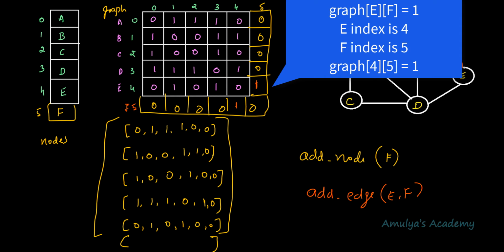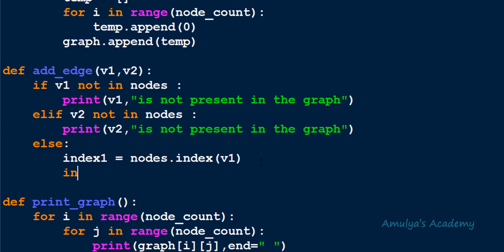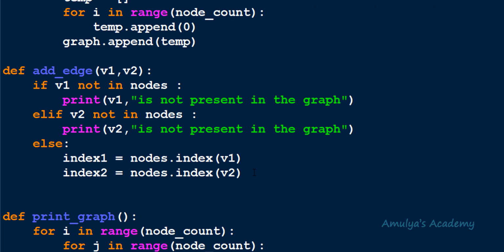Here we need to write the index of E and index of F, and to get the index of E and F we need to use the index method on this nodes list. And I need index 2, that is the index of V2. Right, now we know index 1 and index 2. Now what we need to do? We need to change graph index 1, index 2.